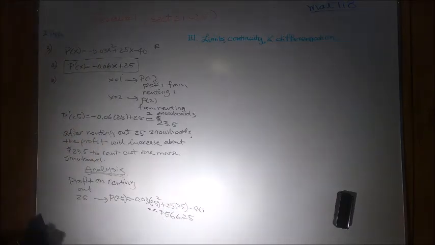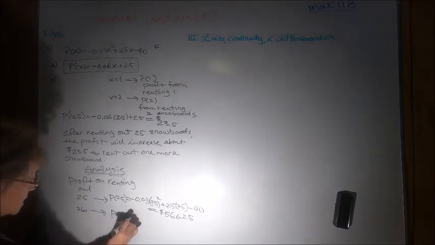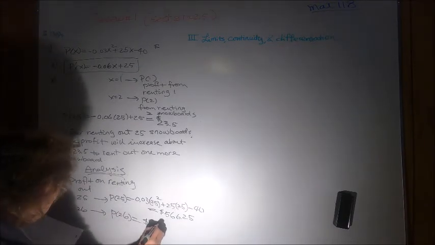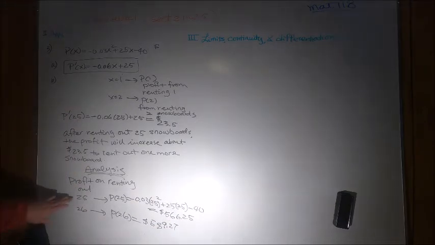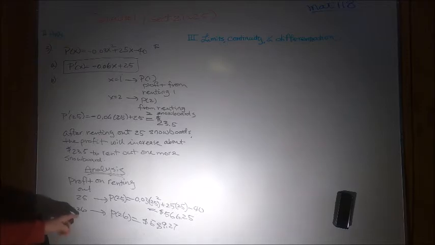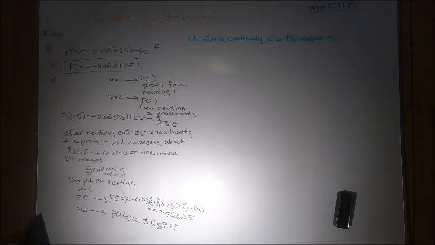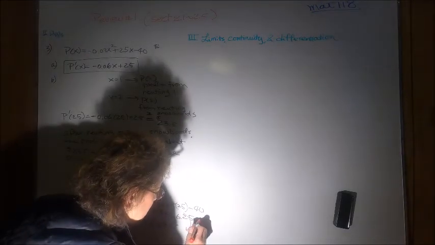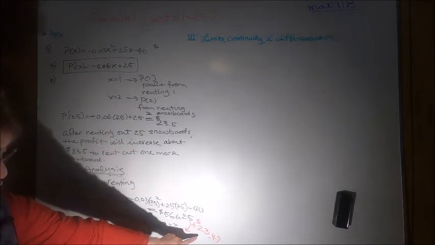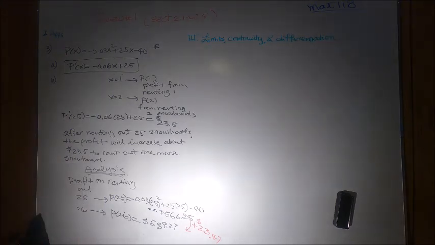So you do your numbers, and that will be 566.25, right? Then when it's 26, you plug in 26 and do the same thing, and you will have 589.27. That means if you rented out 25 snowboards, you will make a profit of $566 and some cents. When you rented out 26 of them, you will make $589.27. So what's the difference between these two? You add a profit of $23.47. That means after you rented out 25 snowboards, if you rent one more, according to this model, you should make $23.47 more profit, right?